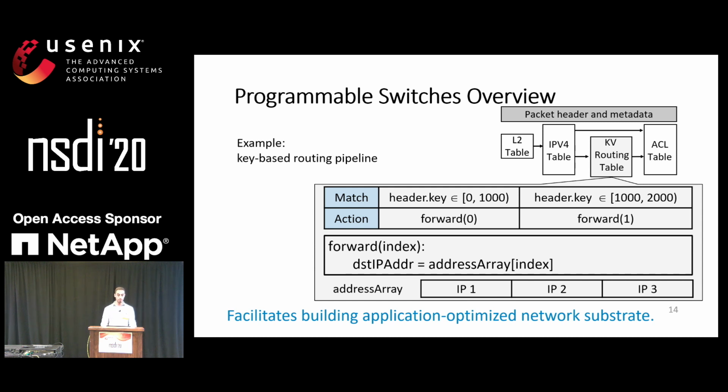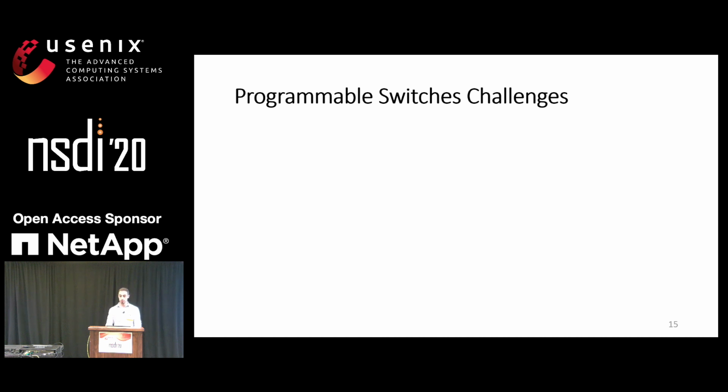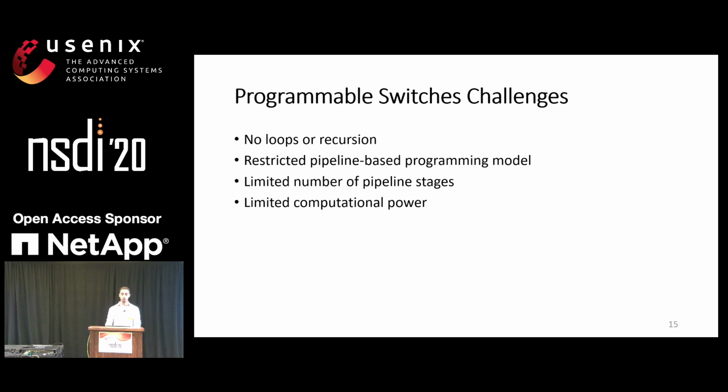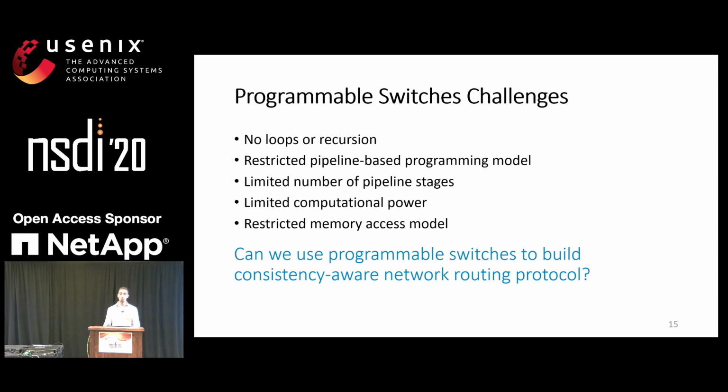kinds of applications. However, there are some challenges. Programmable switches need to process packets at line rate, which means that there are a lot of restrictions added to this technology. For example, it doesn't support loops or recursion. As a matter of fact, it has a very restricted pipeline-based programming model with a very limited number of stages. Also, it has limited computational power and a restricted memory access model. And the question is, can we use this technology, despite these challenges, in order to allow for the network to identify which objects are stable and forward reads to those replicas?